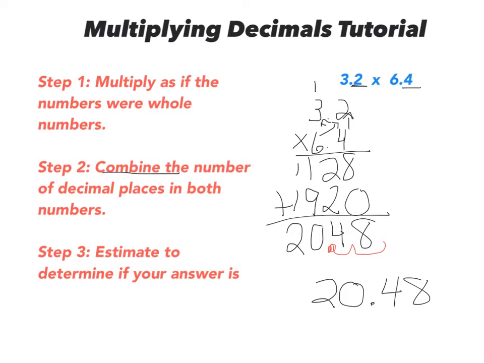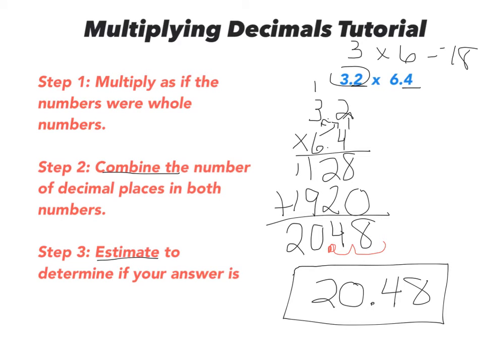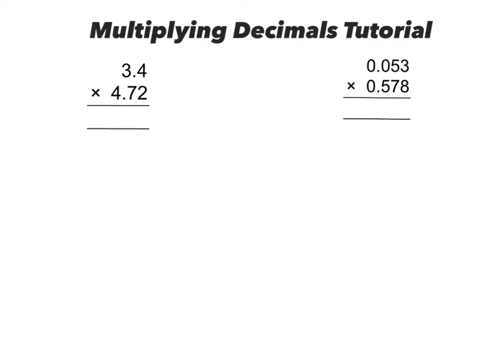Let's check by estimating to determine if our answer is reasonable. If I notice 3 2/10 is close to 3, 6 4/10 is close to about 6, almost going to 7. So 3 times 6 is 18, and my answer is pretty close to 18. So 20 48/100 does make a reasonable answer. Let's take a look at 2 more problems.